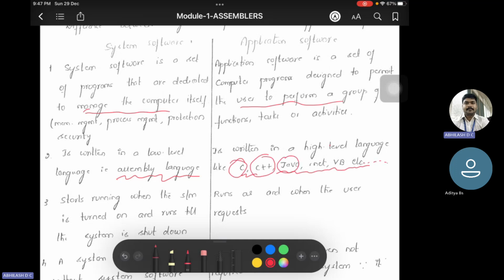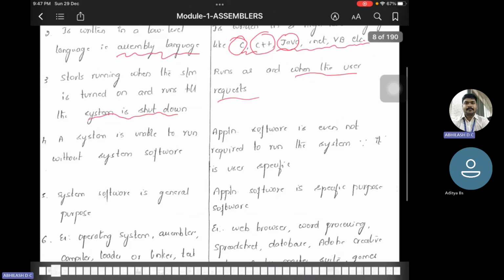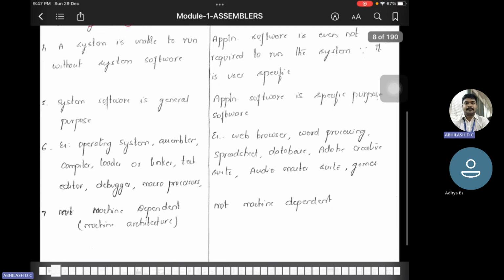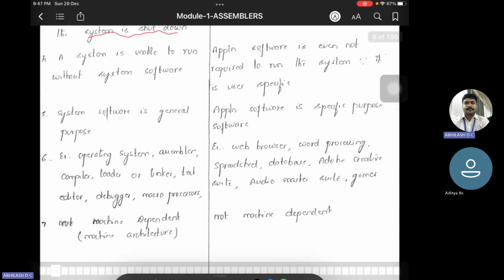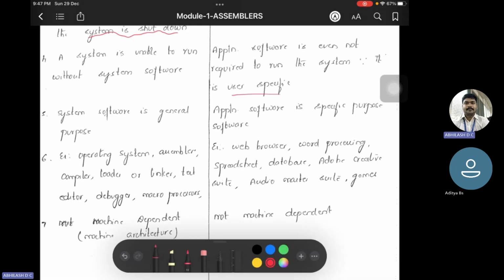An application program runs when the user requests it, but the system software will run whenever the computer itself is turned on. It keeps running until the system is shut down. Next, the system is unable to run without the system software. Yes, that is true. Application software is not required to run the system; it is specific to the user.